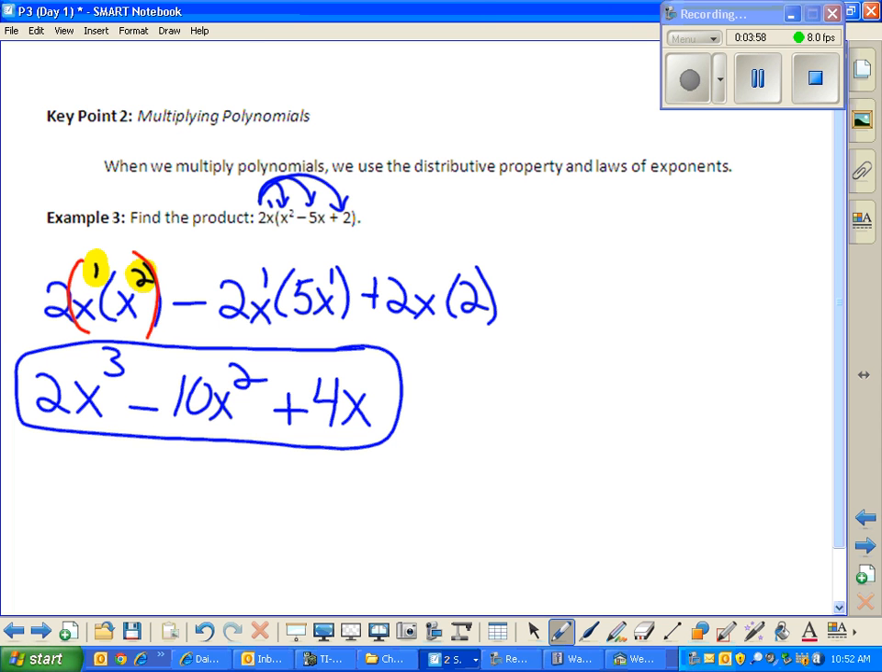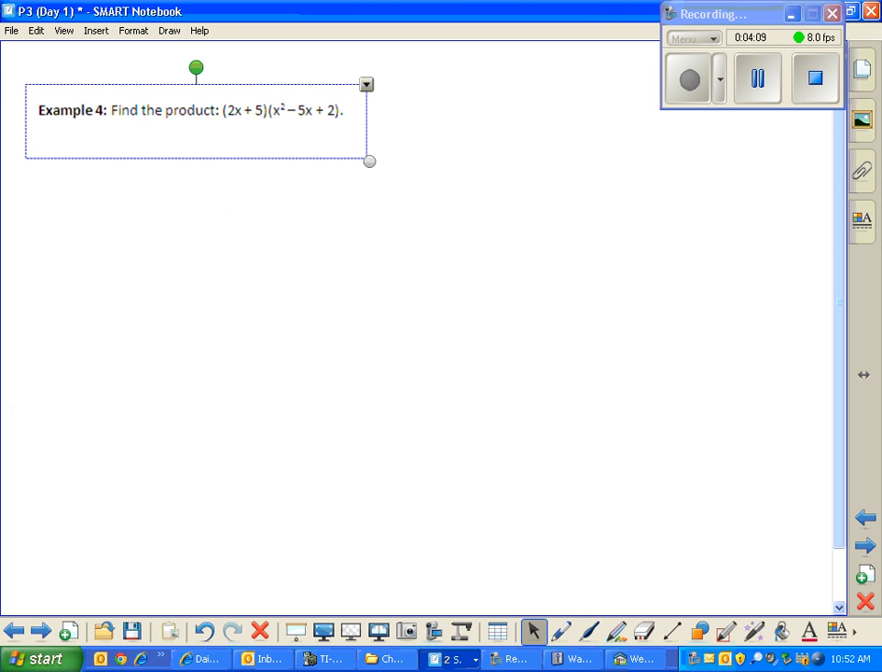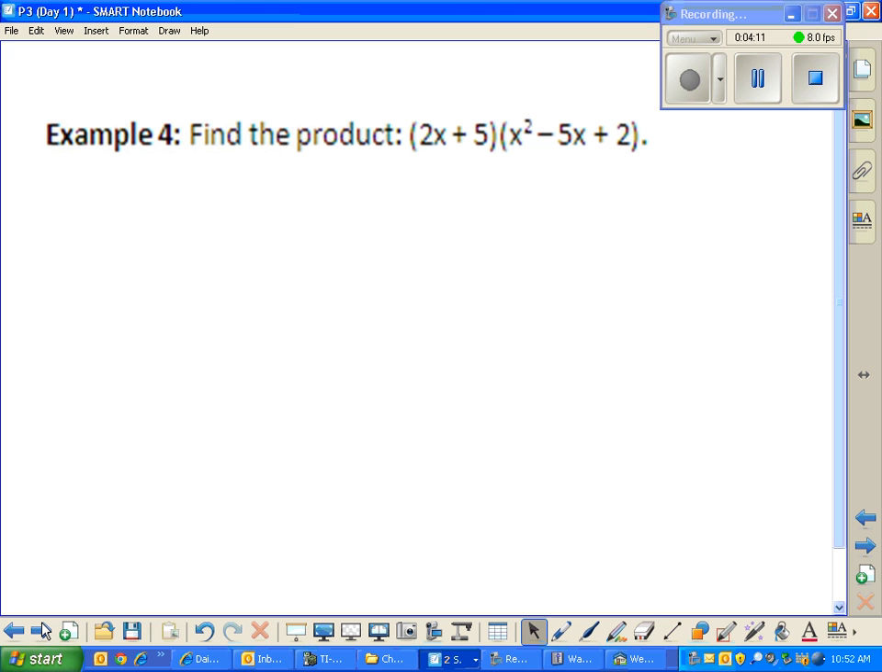Questions about example 2, a monomial, or example 3, I'm sorry, a monomial times a polynomial. That was our distributive property and properties of exponents. Okay, now, making it a little trickier, I'm going to take a binomial times a trinomial. This is just a more organized version, a longer version of the distributive property once again. Part of it's going to look really familiar to you because we already took 2x times x squared and 2x times negative 5x and 2x times 2.